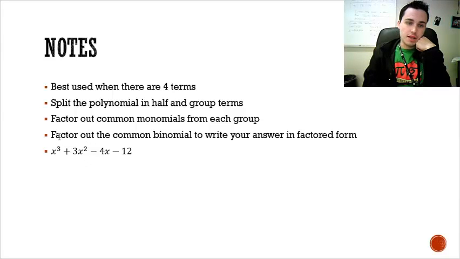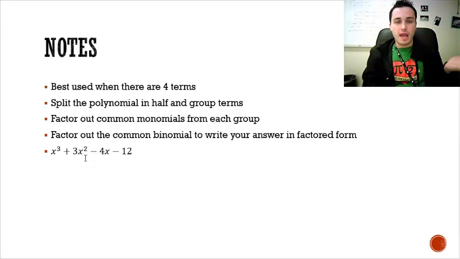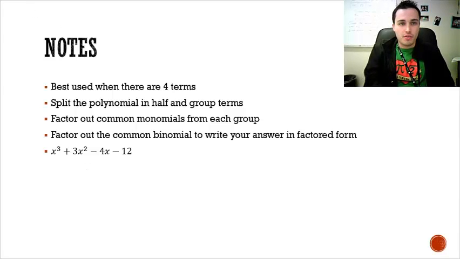Okay, so I'm going to look at this, the left half and the right half. I've grouped it as such. Then we're going to factor out common monomials from each group, or just whatever the common factor is. You're going to factor that out from each group.